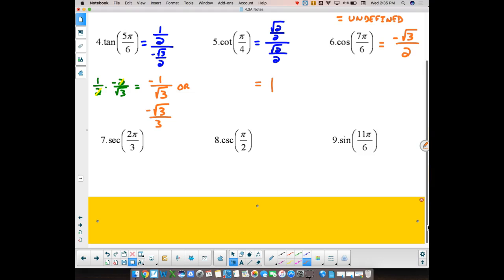Secant at 2 pi over 3. Secant is 1 over the cosine, so that's 1 over x. 2 pi over 3 has an x value of negative 1/2. 1 divided by negative 1/2 is negative 2.